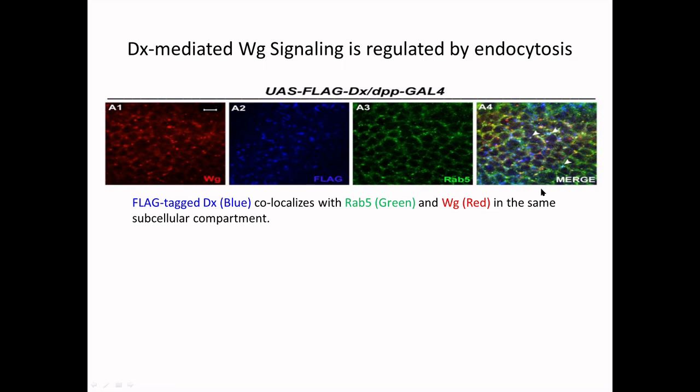From the image A4, we can conclude that the expression of flag tag Deltex coincides with the expression of RAB5 and wingless, which means that these three proteins are present in the same subcellular compartment. RAB5 is a small GTPase that is necessary for the endosomal fusion to form early endosomes.